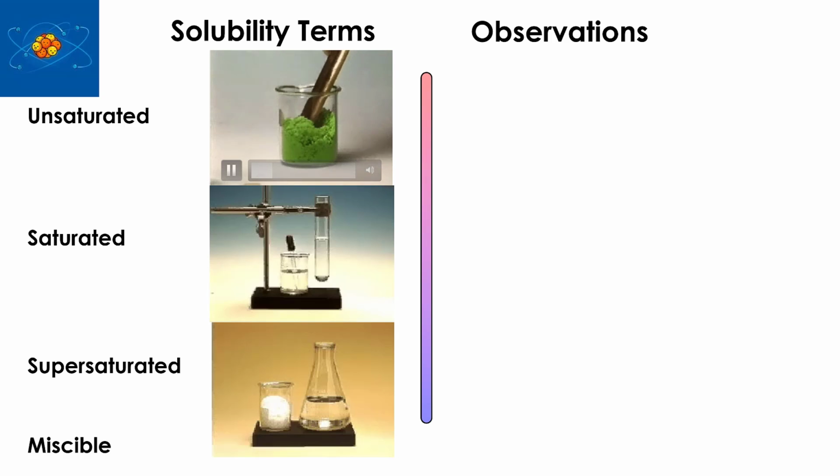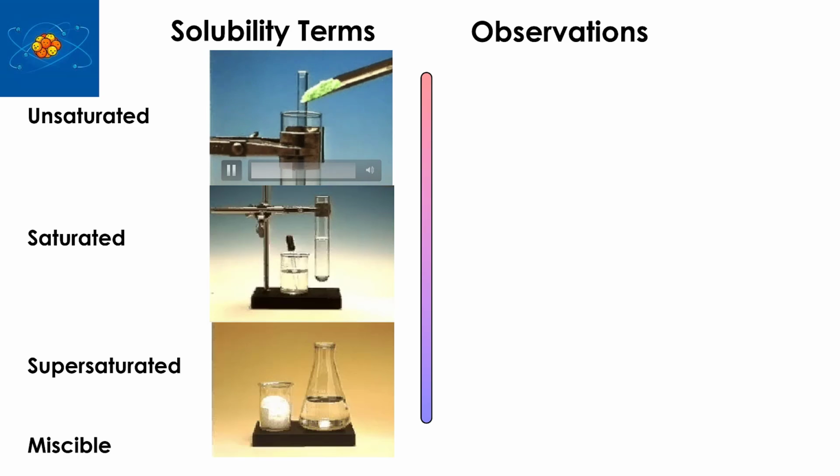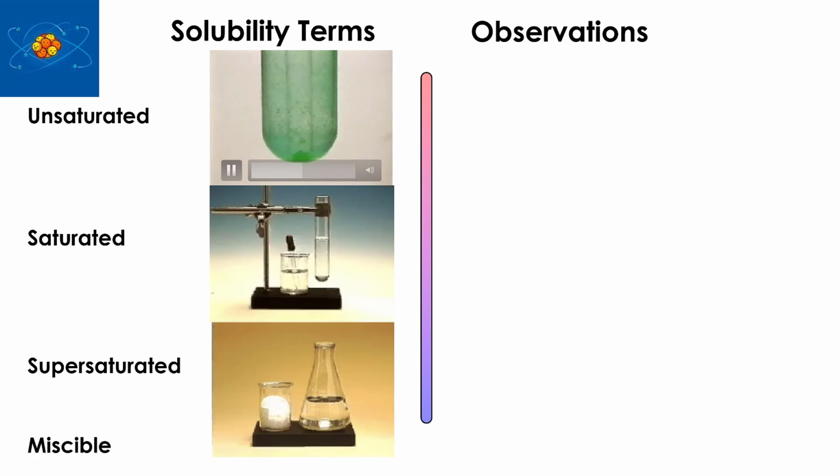When nickel chloride is added to water, it dissolves readily. Because more nickel chloride could be dissolved in this solution, the solution is called unsaturated.